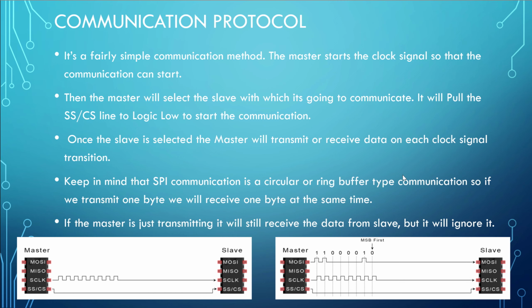If the master is just transmitting, it will still receive some data, and it will be ignored by the API automatically. And if the master is receiving some data, it will transmit some extra data to the slave as well, and the slave is also going to ignore that.